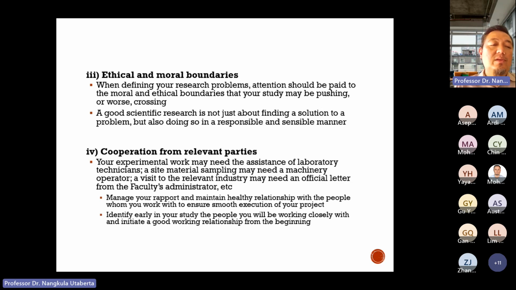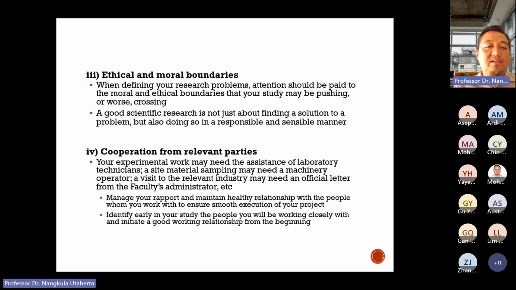Okay. The last one, which is also very important, is that you have to think about cooperation from the relevant parties. As I said before, when you want to do some research, for some companies the data is private and confidential, so they may not want to share it with you. So I keep telling my students, if you want to do something, please check with the relevant parties and ensure that they are supporting the project.